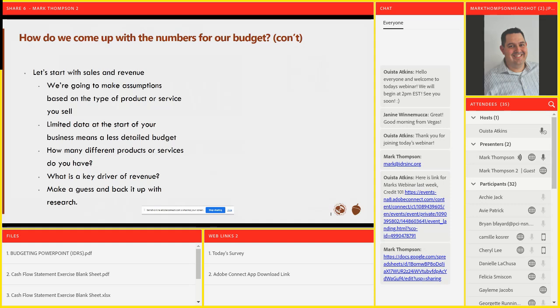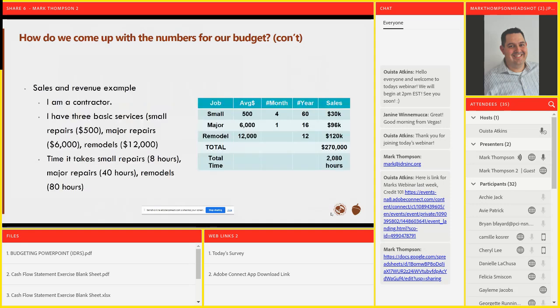A key driver of revenue is oftentimes, like, what is your most important product? Or what is the number one service that you offer? Maybe that's where you start with your budgeting, and you leave some of the smaller items out because that creates a little more difficulty. But whatever you're doing, you're making a guess, right? And then we're going to try to back it up with research, and we'll talk about where we get that research. So let's start with an example, because I think if we start getting into some of the numbers, that'll help out a little bit.